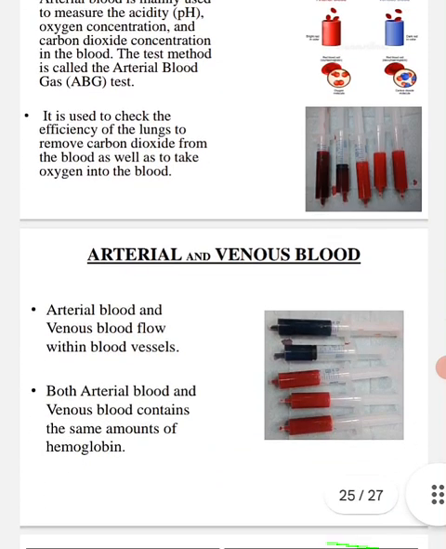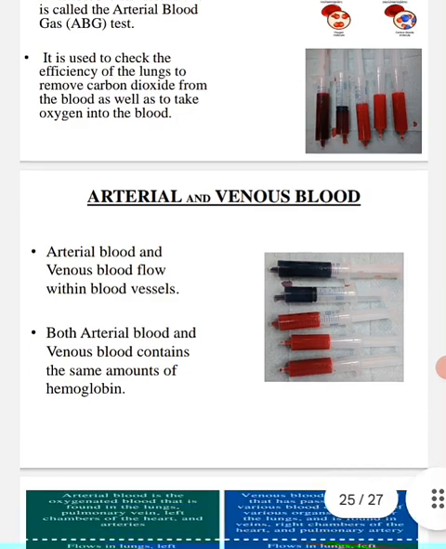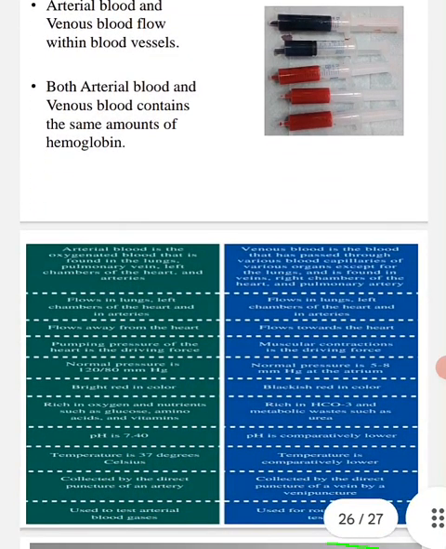Arterial and venous blood. Arterial and venous blood flow within the blood vessels. Both the arterial blood and the venous blood contain the same amount of hemoglobin. This is the difference between the arterial blood and the venous blood.